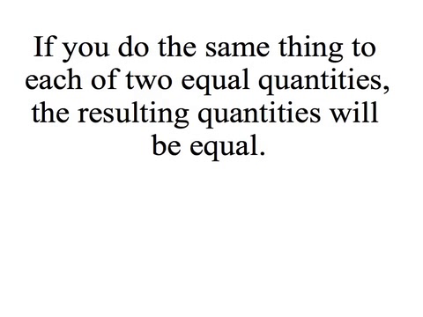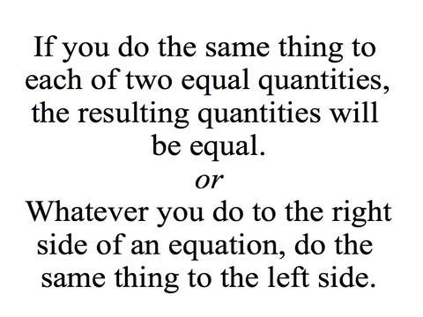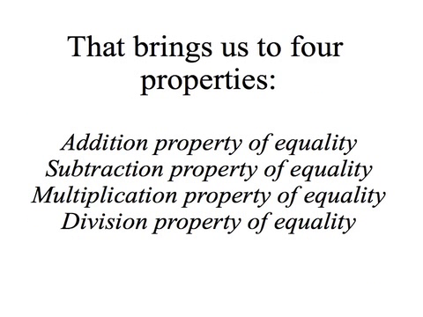Well, what we've just discussed is that if you do the same thing to each of 2 equal quantities, the resulting quantities will be equal. Or another way of putting it, whatever you do to the right side of an equation, do the same thing to the left side. And in a more formal way, here are 4 properties: the addition, subtraction, multiplication, and division properties of equality.